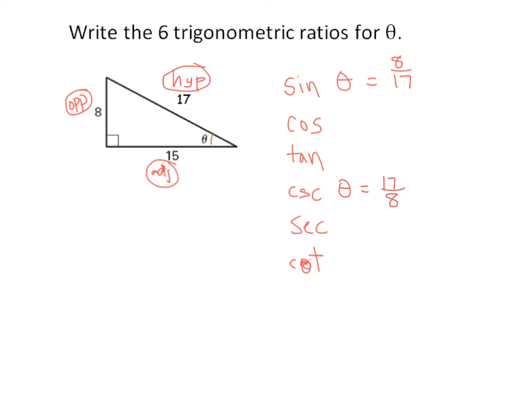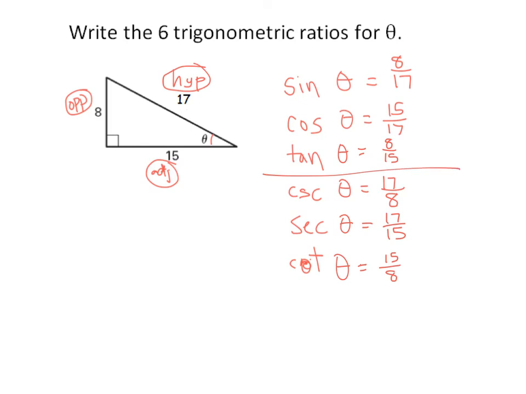All right, jumping back up to cosine, cosine of theta. Cosine is adjacent over hypotenuse, so the adjacent side is 15, the hypotenuse is 17. Which trig ratio is the reciprocal of cosine? Well, secant. So we know that secant theta is going to be 17 over 15. And then lastly, we have the tangent. Tangent of theta is the opposite side over the adjacent, and that's 8 over 15. And therefore, the cotangent for theta is the reciprocal of 8 over 15, which is 15 over 8.